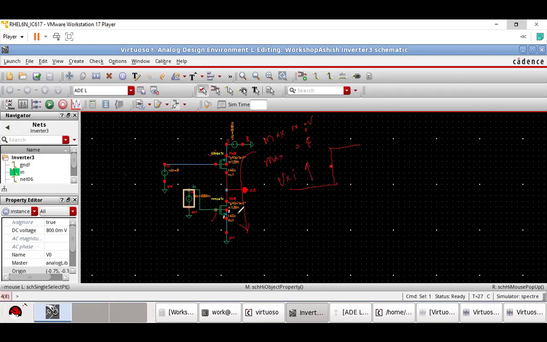If I do it for the whole period, it will be in microwatts. But because it happens only in the period of switching, only for a very short while, that is why your result is in nanowatt only. I hope you got the point. How many of you got this point?